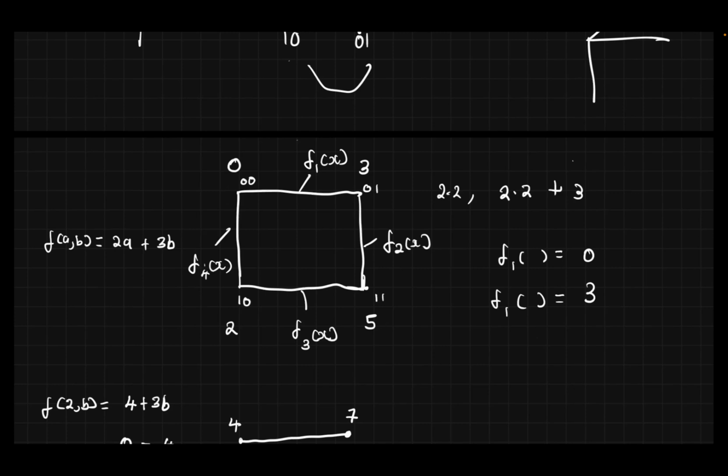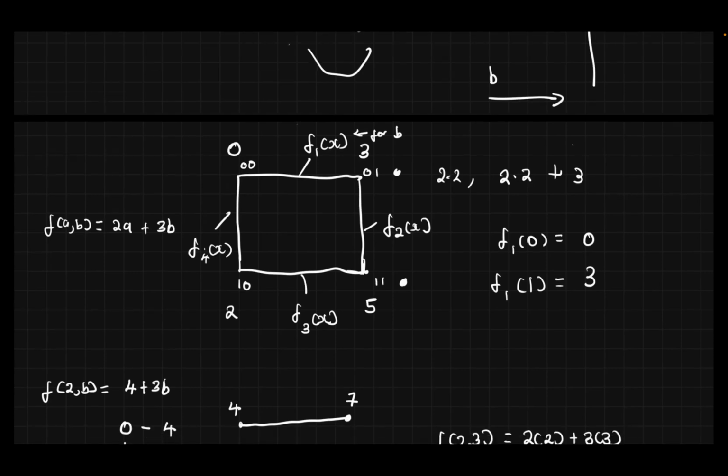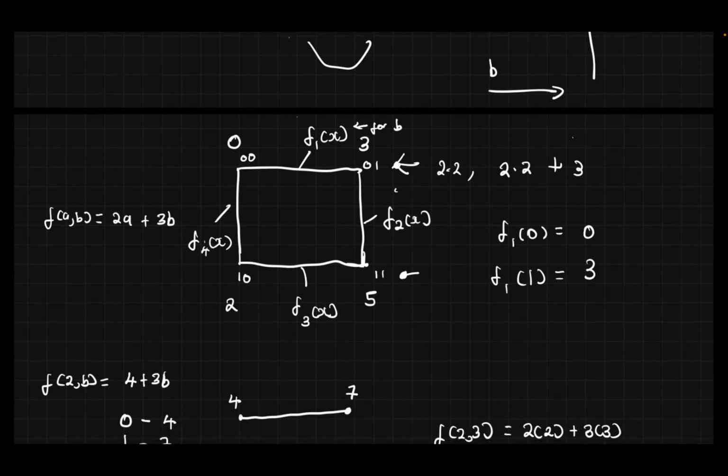Who owns 0 and 1? B. Hence, this line is for B. Do you understand? So this f1 of this thing is for B. Hence B follows this direction. So the top one here and this one here are both for B. No, sorry. This, I mean this. And this. Does that make sense?